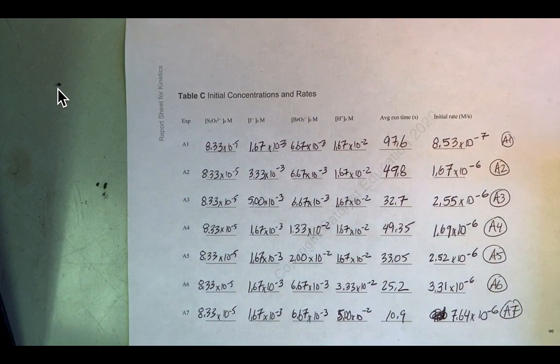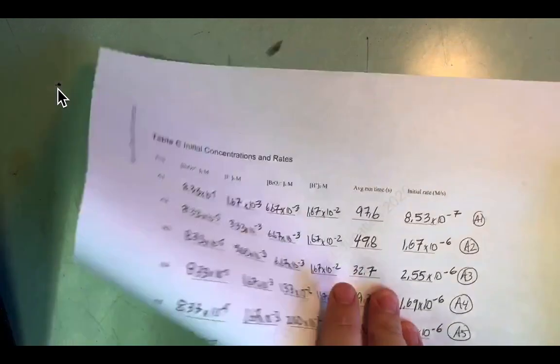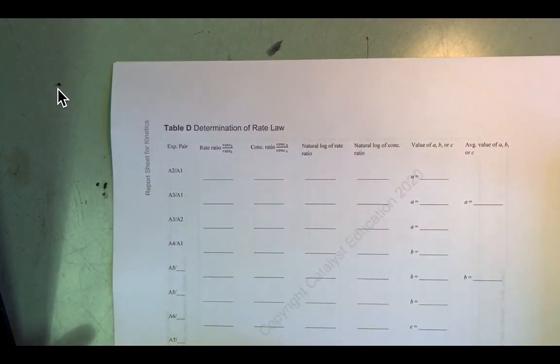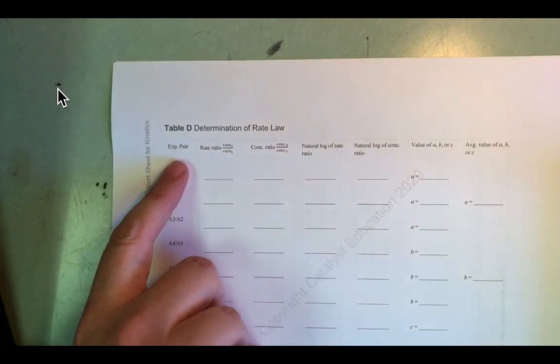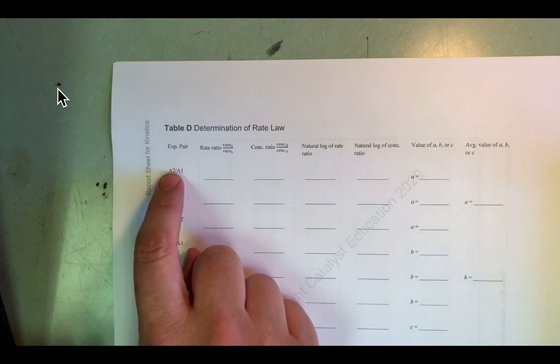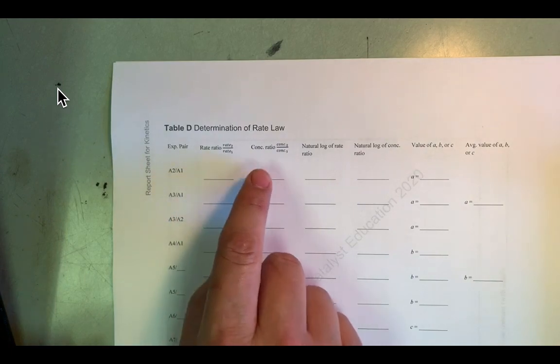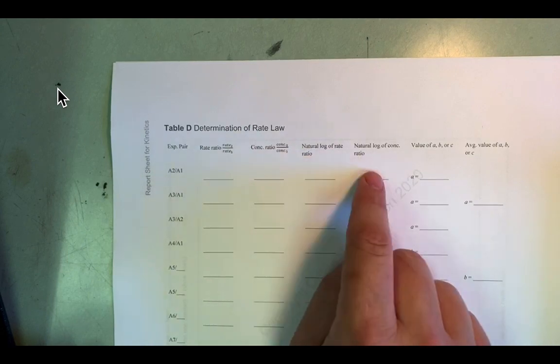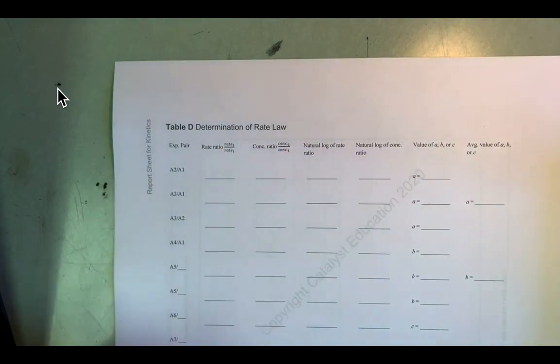All right, what you're going to do after that is take that data from table C, and then you're going to do some calculations here. For the first ones, it tells you what to do. It tells you to take A2 and divide by A1, and to take the rate ratio and the concentration ratio, and then take the natural log of both of those and then figure that out. Let me show you why you do that now.